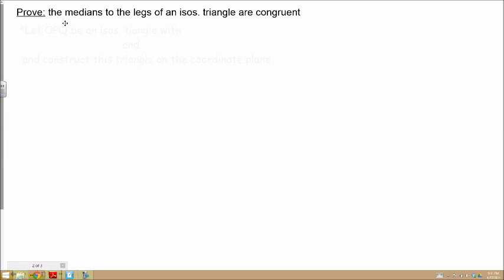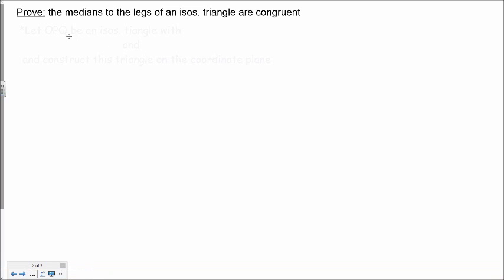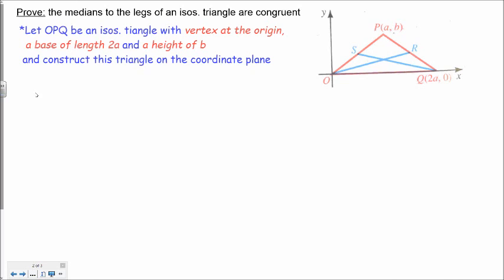Say I want to prove that the medians to the legs of an isosceles triangle are congruent. Well, first I'm going to create an isosceles triangle in the coordinate plane. I'm going to let OPQ be an isosceles triangle that has a vertex at the origin, a base of length 2A, and a height of B. And I'm going to construct this in my coordinate plane. So I'm going to place one of those vertices at the origin. I'm going to place its base along the x-axis so that I move over 2A units. And the height of this triangle would be B.